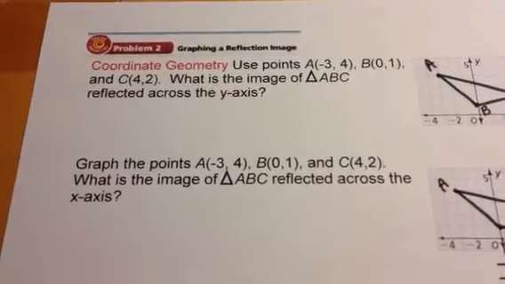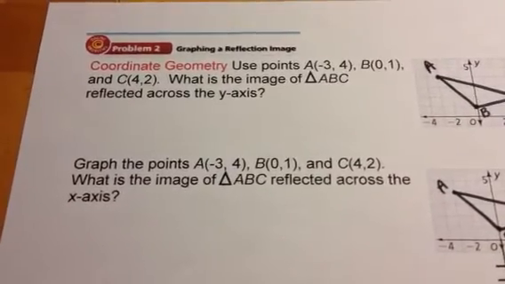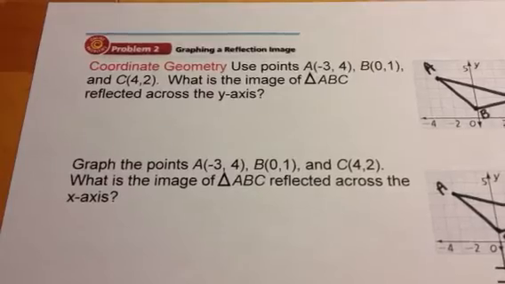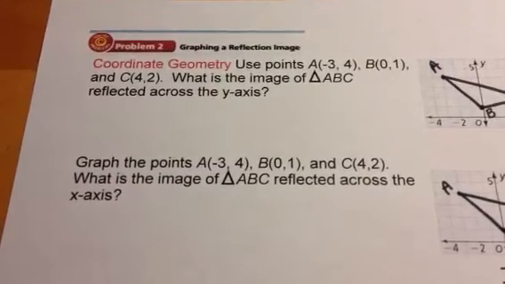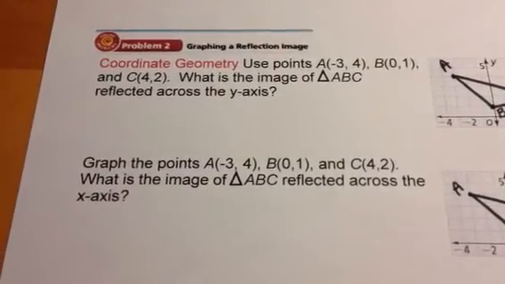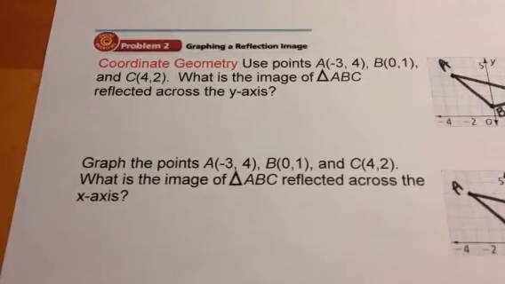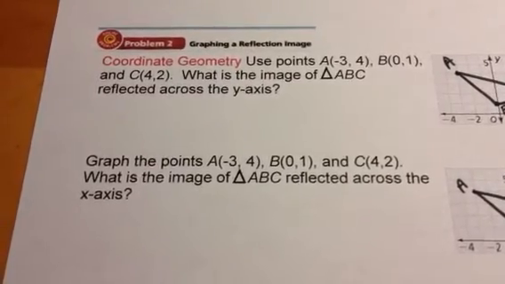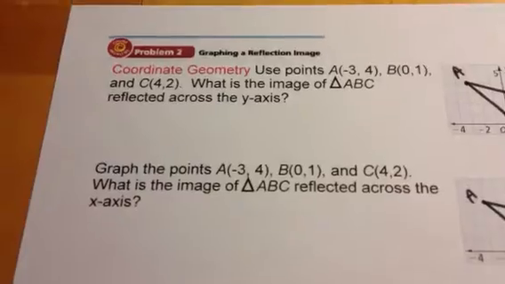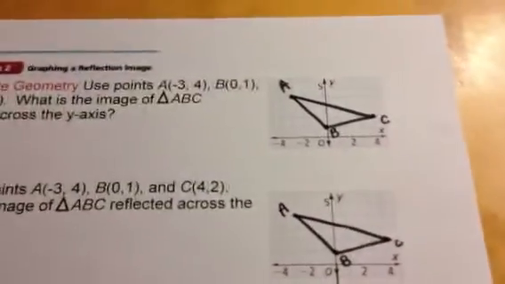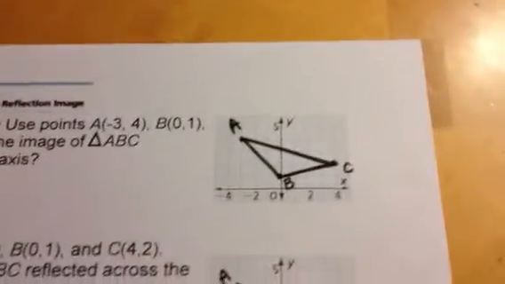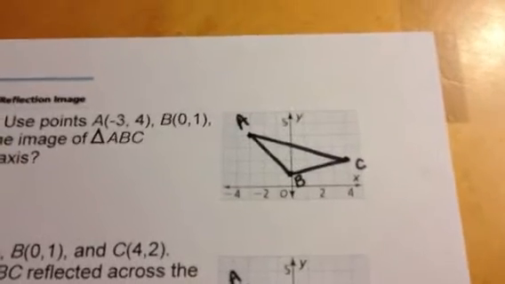All right, here we are at problem 2. It says use the points A at negative 3, 4, B at 0, 1, and C at 4, 2. What is the image of triangle ABC reflected across the y-axis? So I went ahead and graphed it already. Here is my picture, so you should put that picture out.